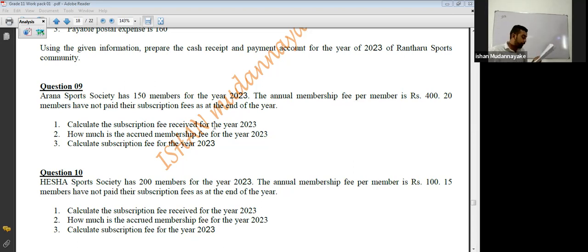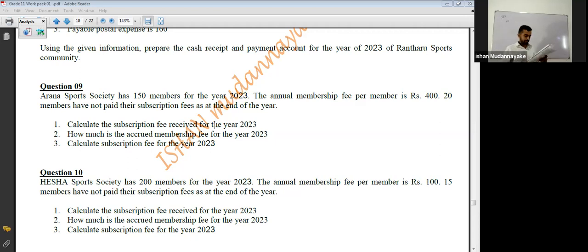Arana Sports Society has 150 members for the year 2020. The annual membership fee per member is 400. 20 members have not paid their subscription fee as at the end of the year. First one, calculate the subscription fee received for the year. Second one, how much is the accrued membership fee? Accrued membership fee means subscription fee receivable.